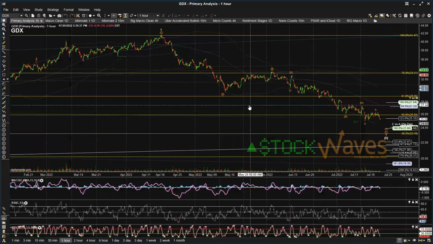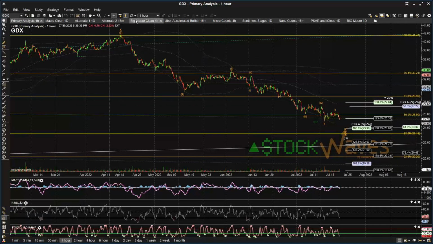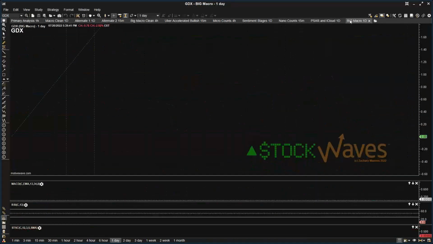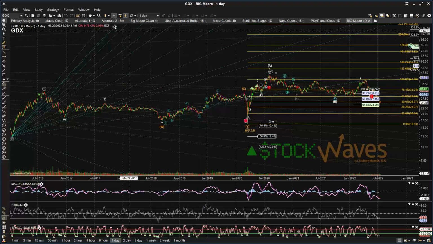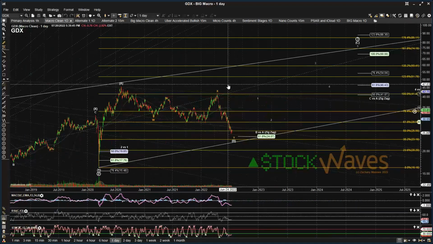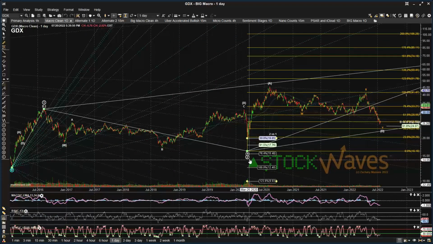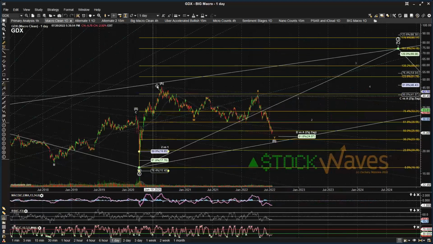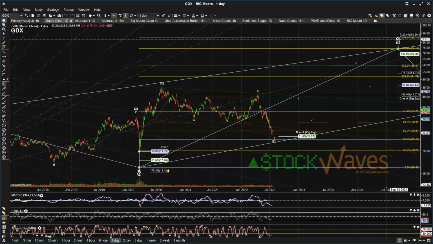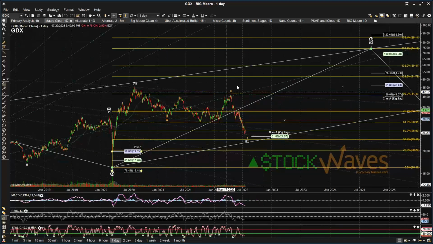But looking at GDX, let me zoom out to the macro. Just find the, there we go, macro clean here. So GDX we're counting as a very, very wide and deep wave 2 into the March 2020 low, and off of there, a big A and a B wave inside the primary degree wave 3. So this B wave, we knew when we were looking for, after this 5-wave up move, we were looking for a corrective retrace.